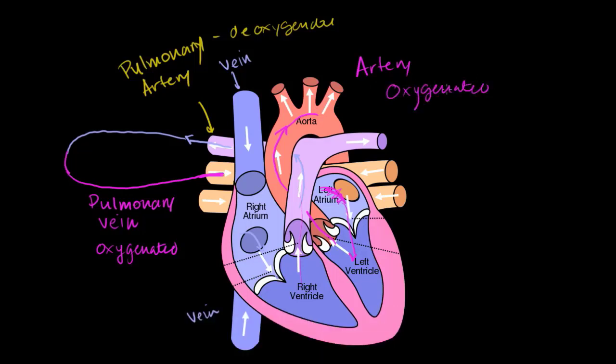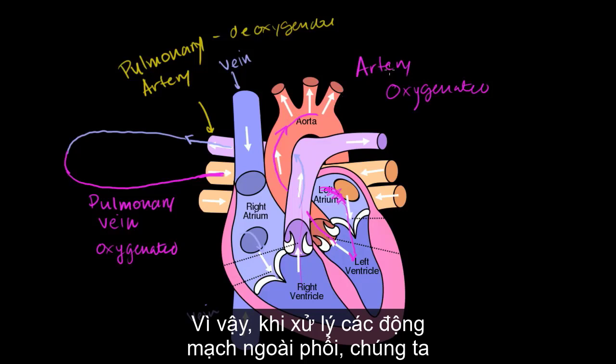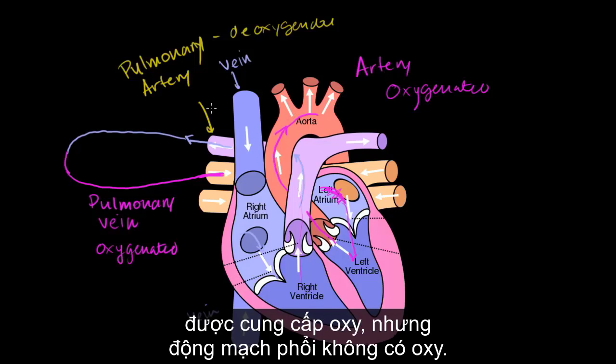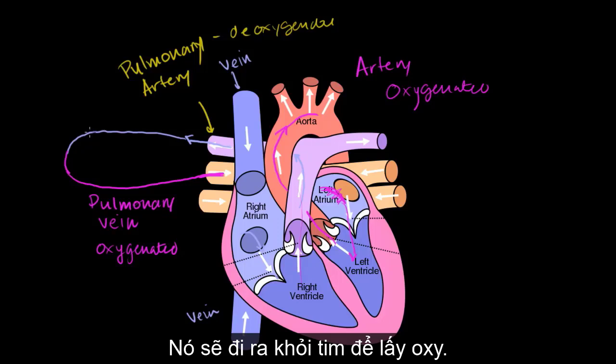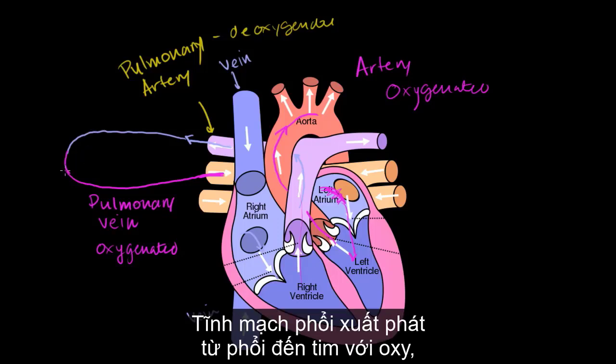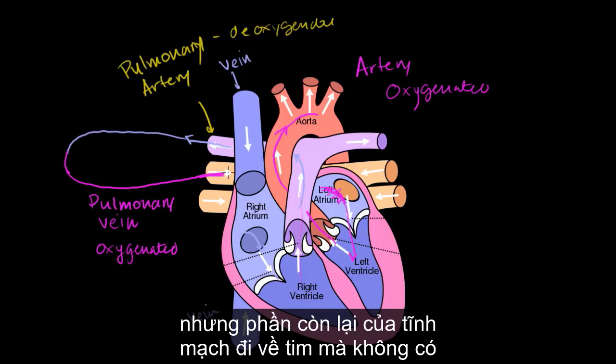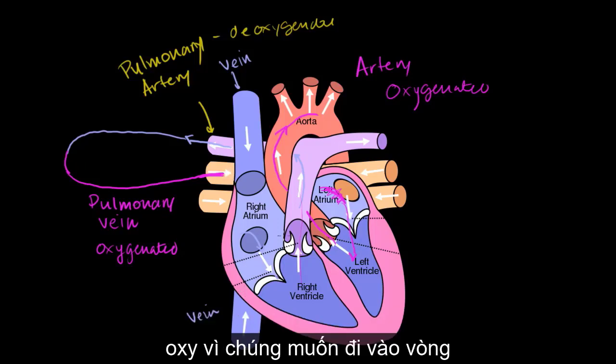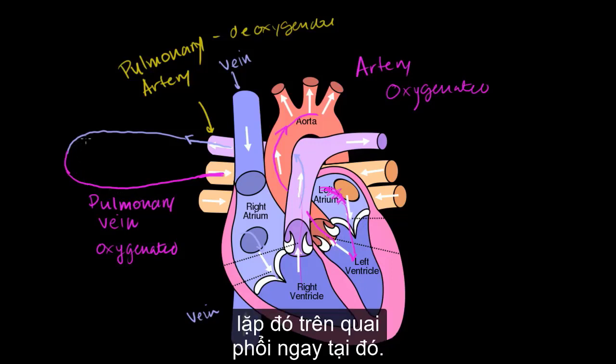And I want to make this clear: non-pulmonary arteries are oxygenated, but a pulmonary artery has no oxygen. It's going away from the heart to get the oxygen. The pulmonary vein comes from the lungs to the heart with oxygen, but the rest of the veins go to the heart without oxygen because they want to go into that pulmonary loop right there. So I'll leave you there.